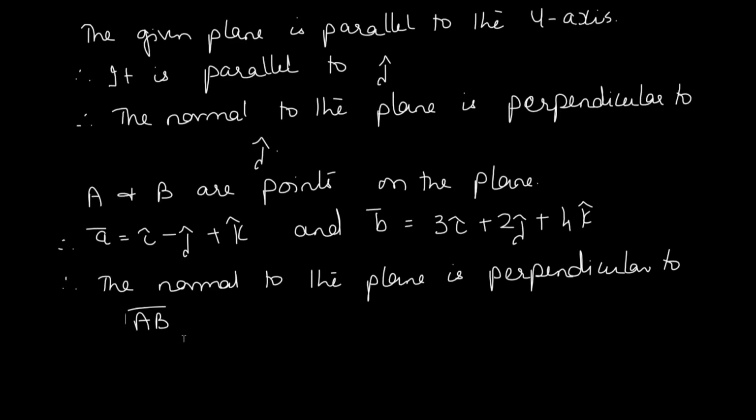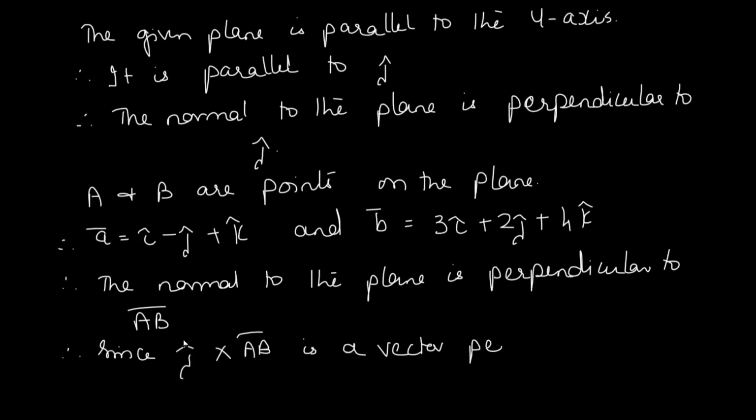Okay, so as a result we can say that, since the normal is perpendicular to j cap, and the normal is also perpendicular to AB bar. So we say that j cap cross AB bar is going to be a vector which is perpendicular to j and AB bar.